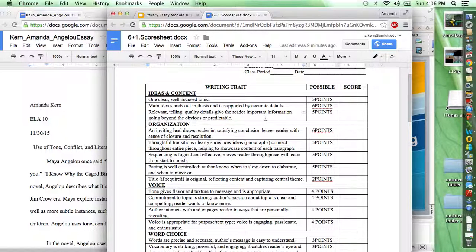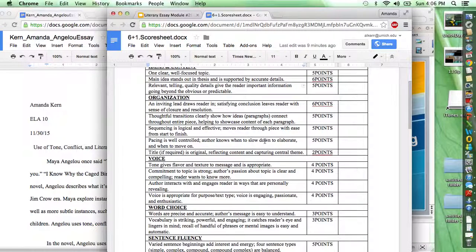The last part of the grading rubric is about details. So look in their support paragraph to make sure that the information that they gave to support their thesis statement actually matches the thesis statement and that they're not just giving random information. The next part of the grading rubric is organization.